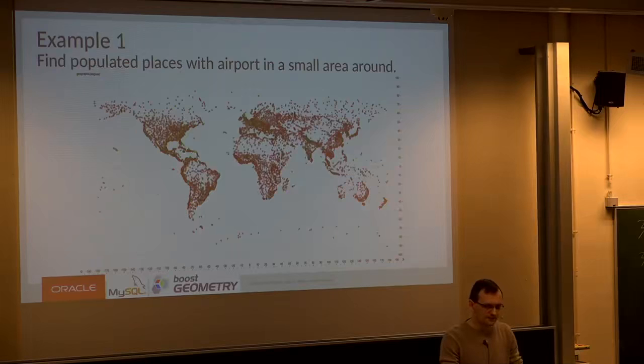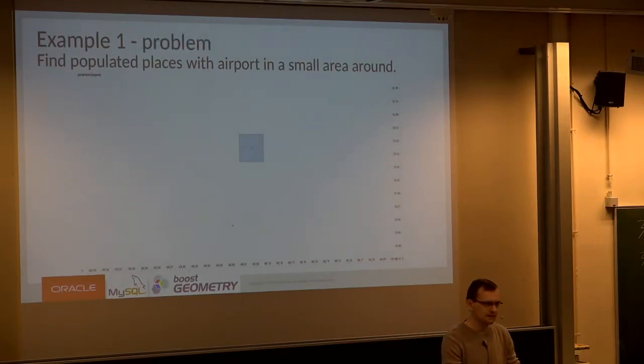So this is the data from this website. One is populated places, which are defined like a point representing a place where at least 1,000 people live or something like that, and the green dots are airports. So I'm searching whether or not some airports are near the populated places like that. And by small area, I mean a box.